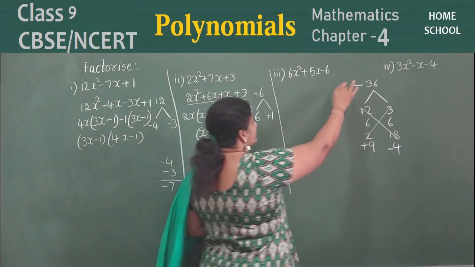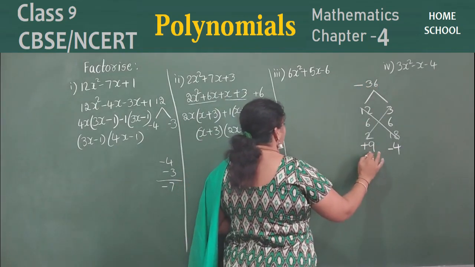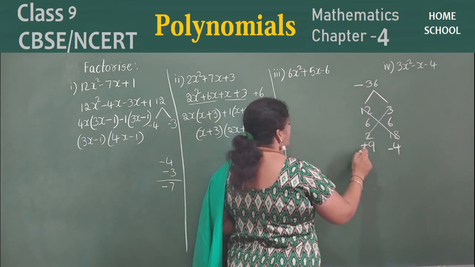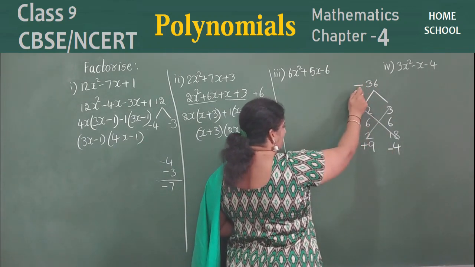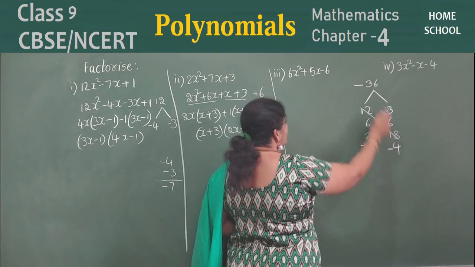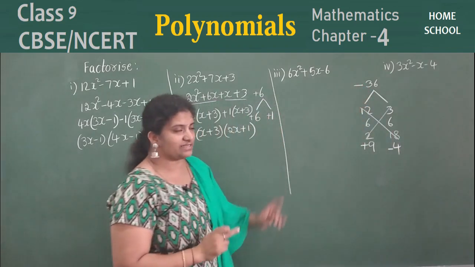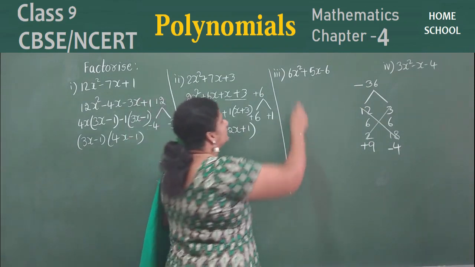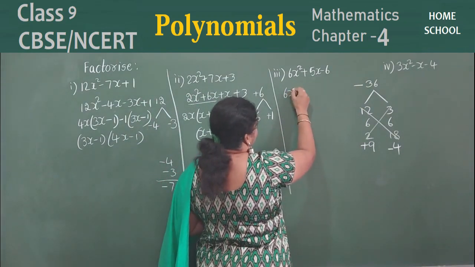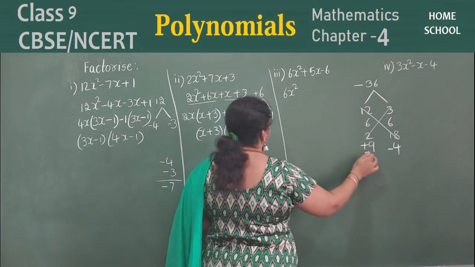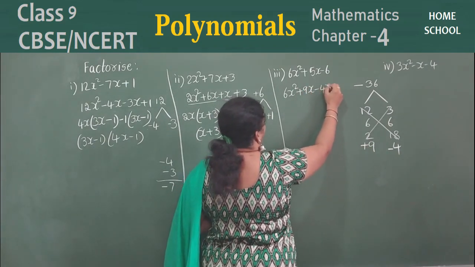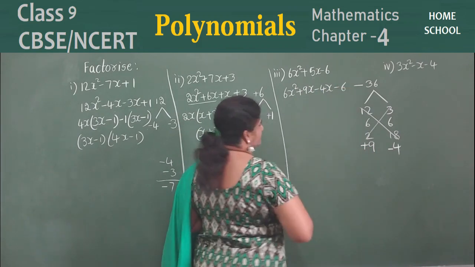What are the factors for minus 36? Plus 9, minus 4. If you multiply, you should get minus 36. Plus into minus is minus. 9 4s are 36. Yes, this is the actual pair I need to take for factorization. So now 6x square. In the middle you place these two: plus 9x minus 4x minus 6.